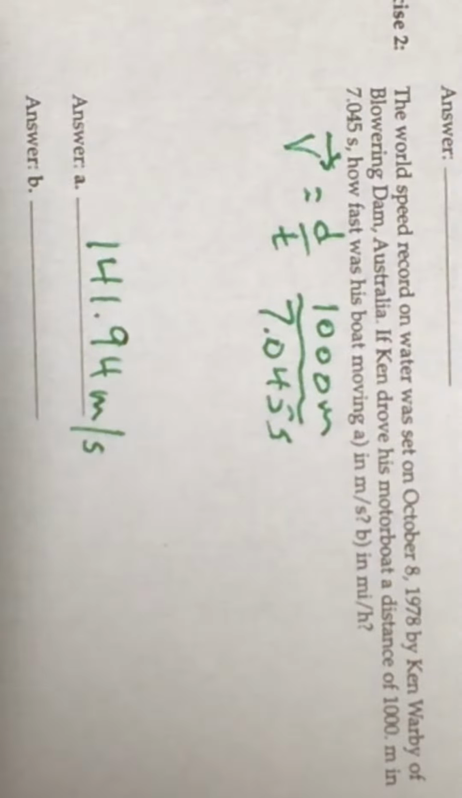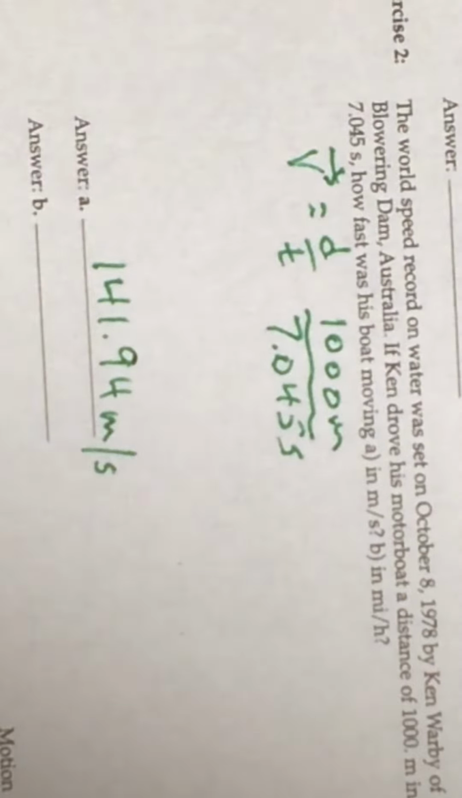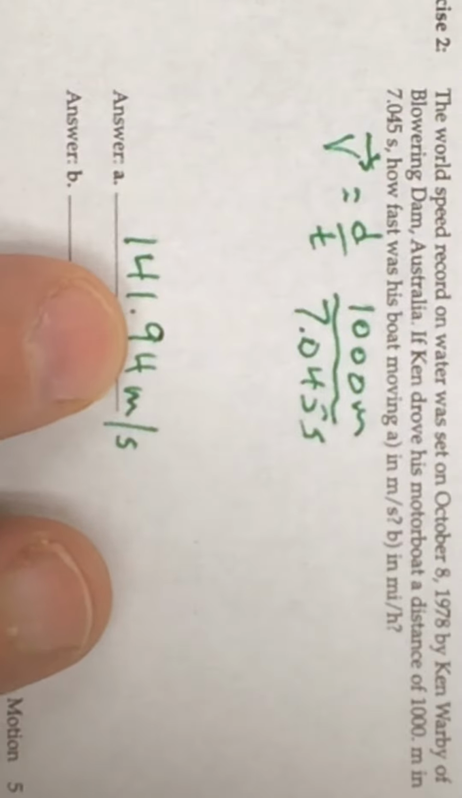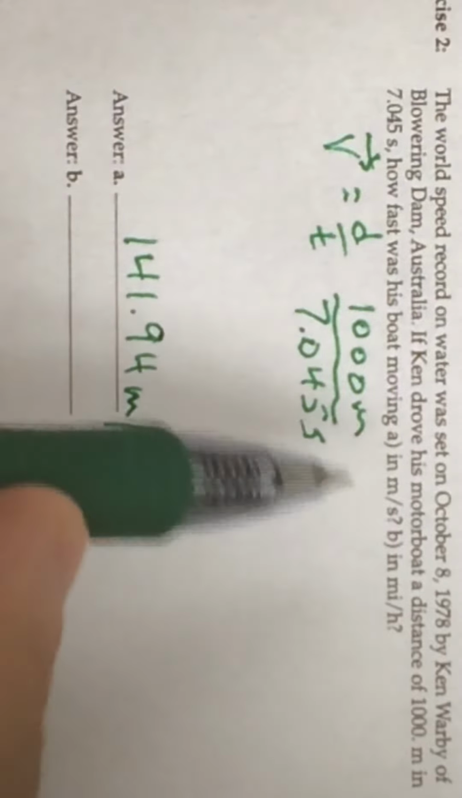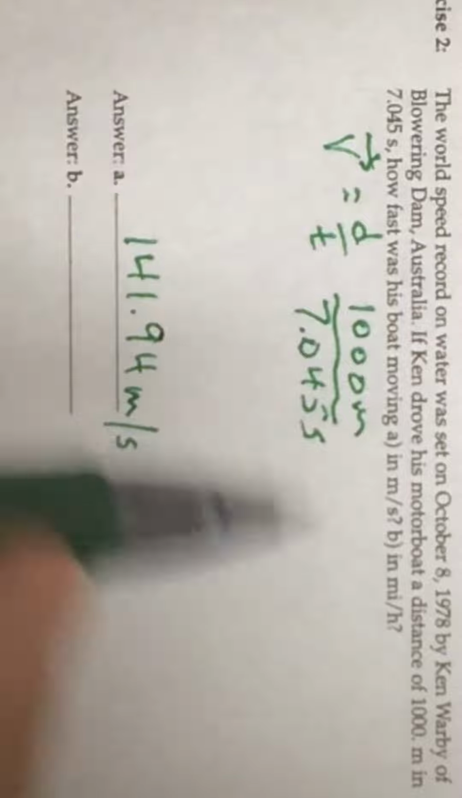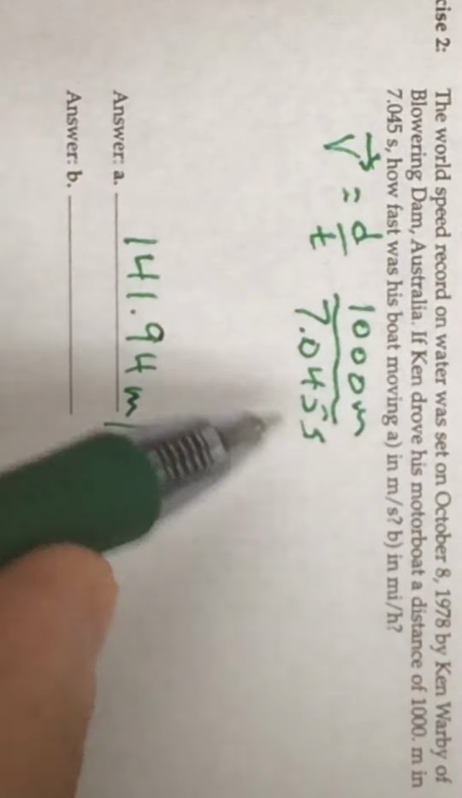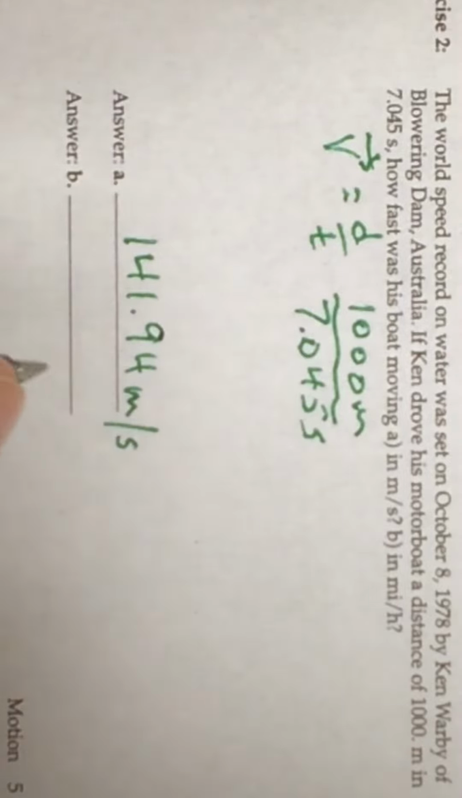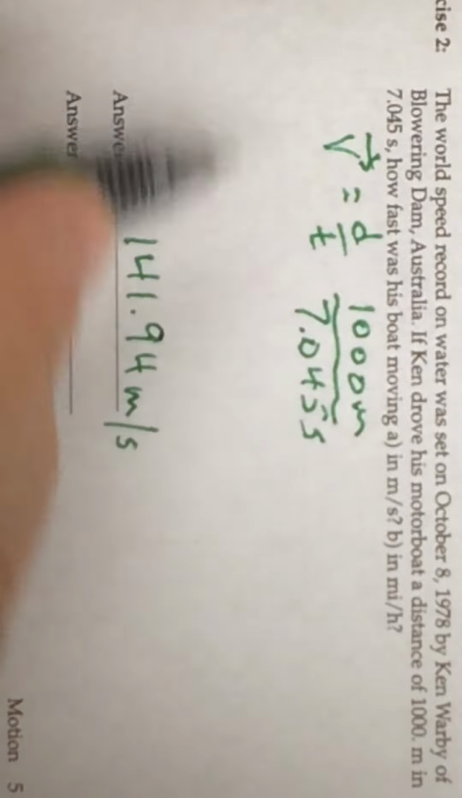Now it asks, what about miles per hour? Because a lot of times a motorboat would go in miles per hour just like your car. So I have to turn meters, which is a metric unit, into miles. And I also have to turn seconds into hours. And so this is a headache, and I'll show you this later, but this is how you do it.